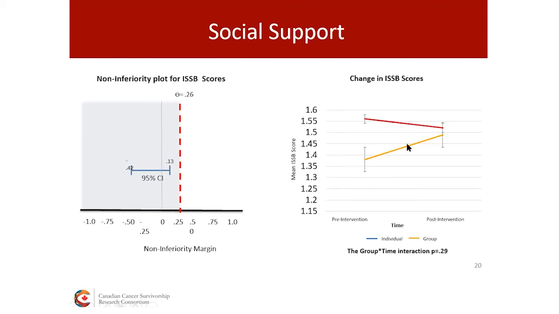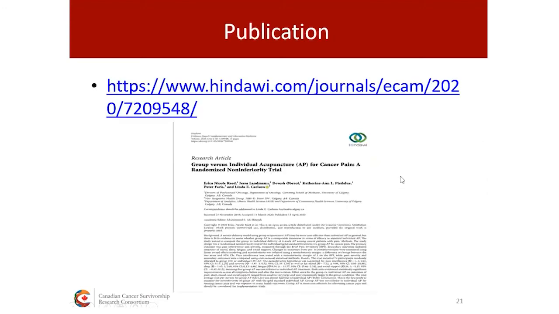And again, if you look at the change scores, there was a slight drop in the perceived social support in the individual arm, but in the group arm, the perceived social support increased dramatically. We published this paper recently, earlier this year, and it can be accessed through this web link. It's an open access journal if you're interested in looking at the details.